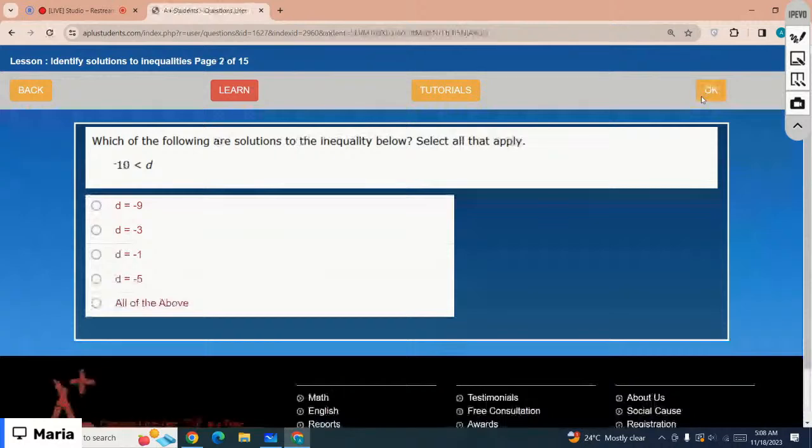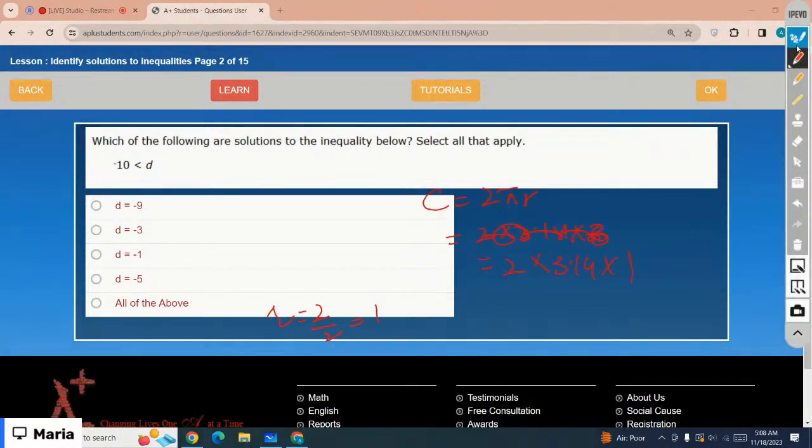Okay, which of the following are solutions to the inequality below? Select all that apply. -10 is less than d, right? The first one is -9. Let's check the first option: -10 less than -9.